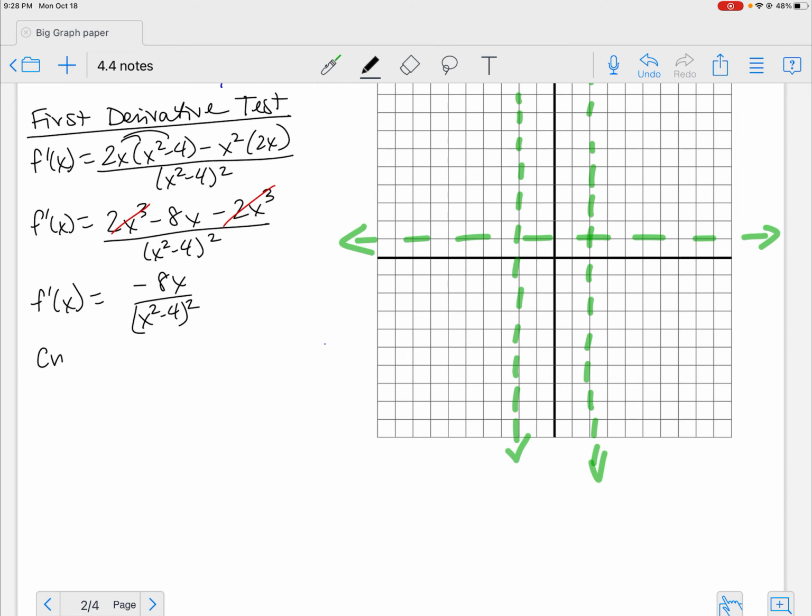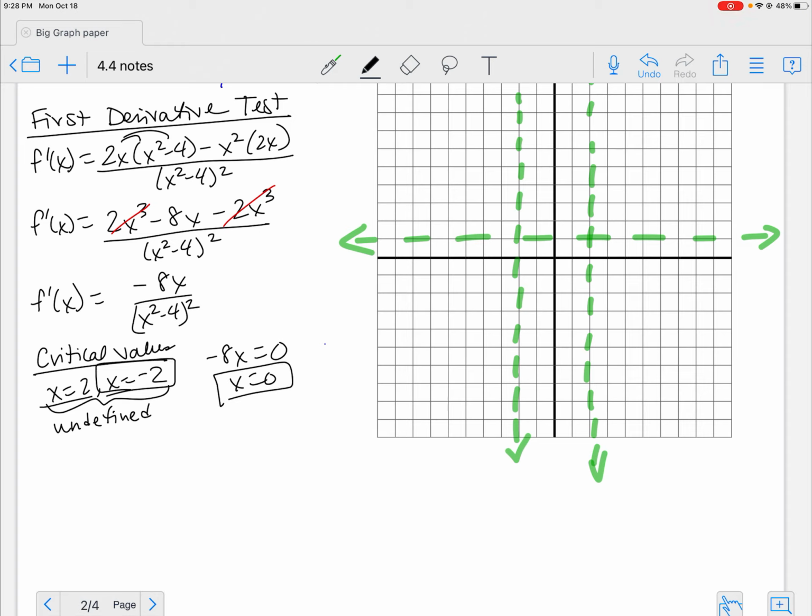So if I want to find my critical values, I know that x is equal to 2 and x is equal to a negative 2 because this is where it is undefined. That's where my denominator is equal to 0, right? And remember, when we're setting this up, you only have to set the numerator equal to 0 because the denominator always zeroes out. So now I have x equals 0. I have 3 critical values here. And so I need to use all 3 of those when you go to set up your interval.